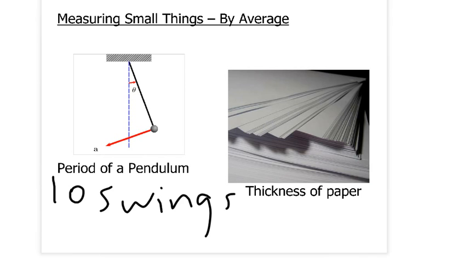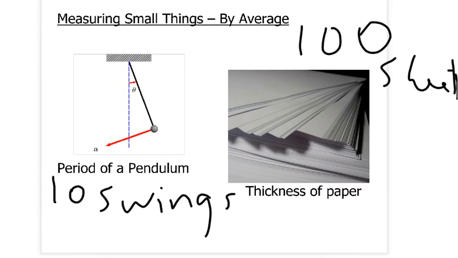Same thing with the thickness of a piece of paper. If you try to hold a piece of paper up to a ruler, you're not going to be able to measure that, right? It's just too small. Now, however, you could take a stack of, say, 100 sheets of paper, and then if you have 100 sheets, you can measure that with a ruler, divide by, say, 100, and you will get the size of the thickness of one sheet of paper.